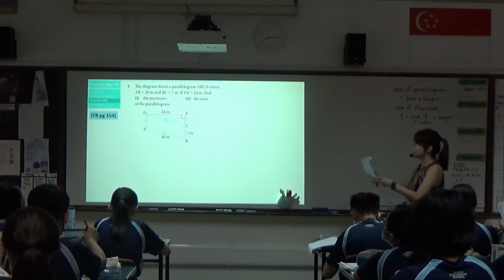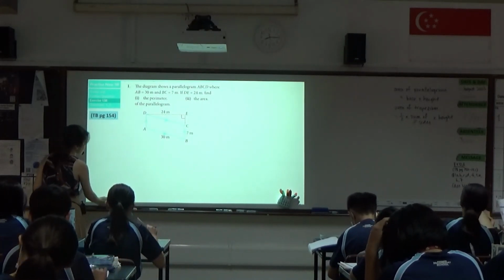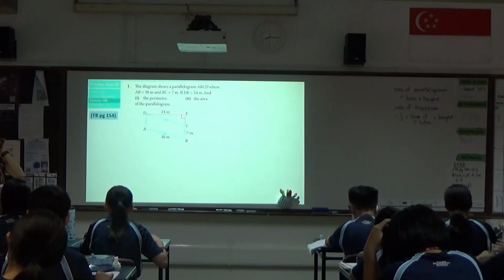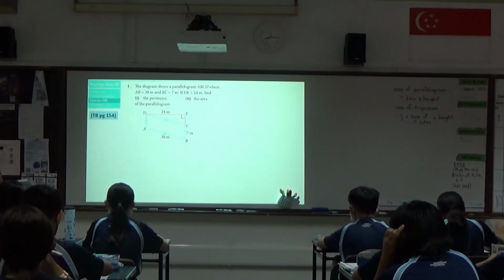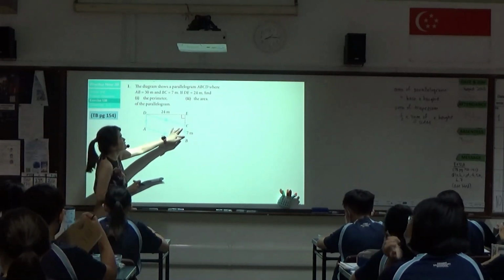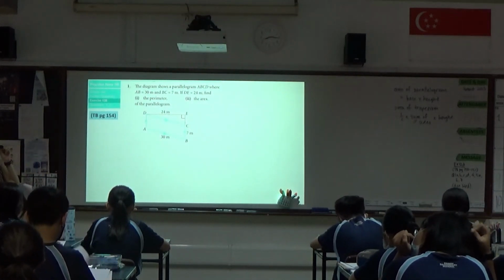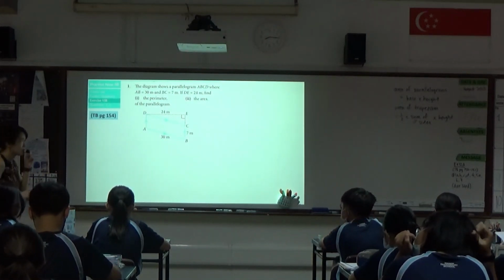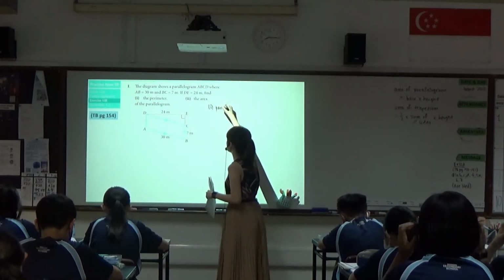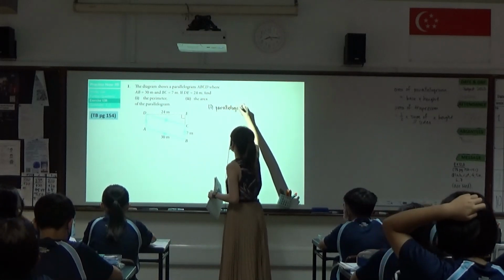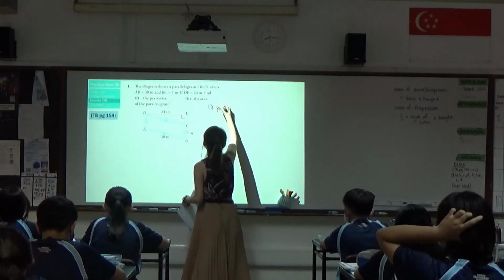Okay, let's take a look at practice now 5B. This is in your textbook, page 154. The diagram shows a parallelogram ABCD, where AB is 30 meters, BC is 7, DE is 24. We want to find out what is the perimeter and subsequently the area as well. Okay, I don't think it is difficult for us to determine the perimeter.